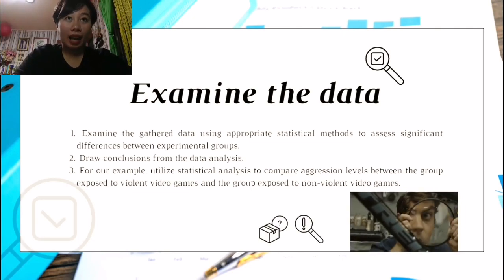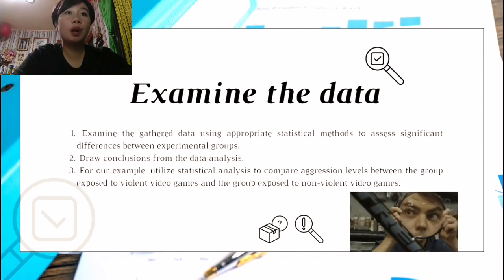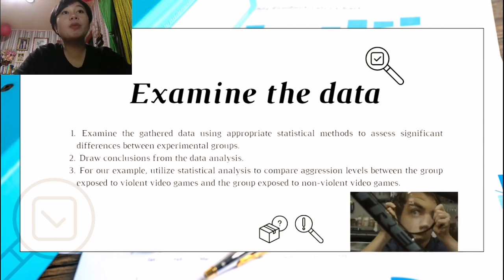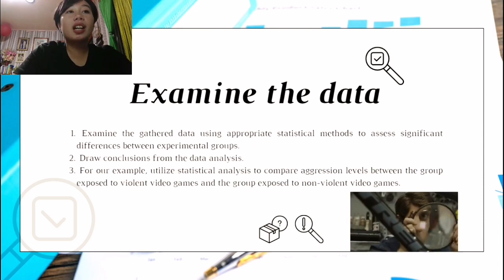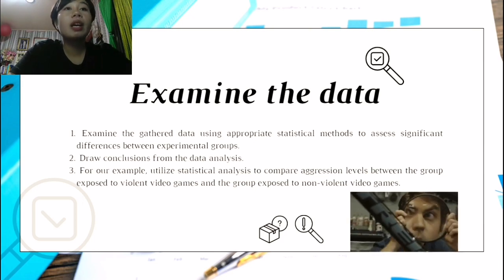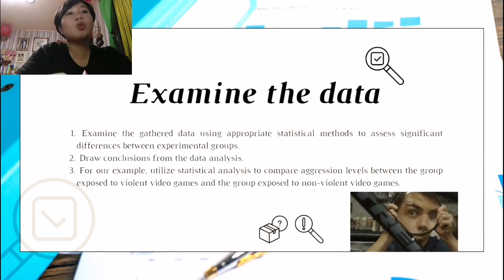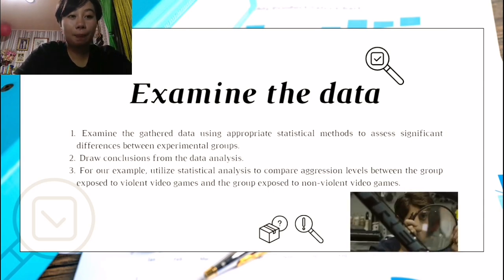After gathering data, you would examine the data with the right statistical methods to see if the experimental groups differed significantly from one another. This process assists in coming to conclusions about the data. In our example, you might use statistical analysis to compare the levels of aggression between the group exposed to violent video games and the group exposed to non-violent video games. Finally, Ms. Abis will explain the experiment's final and fifth step.